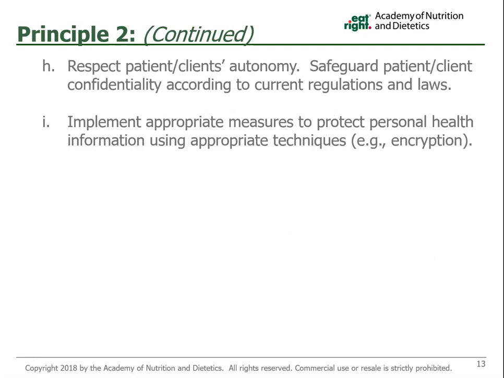And finally, read through these last 2 standards. As you read through H and I, think about what information is considered protected health information, also known as PHI. What is the best way to protect this information? What is HIPAA, which stands for Health Insurance Portability and Accountability Act? How does HIPAA protect patients and clients? After you've thought about these questions and potentially jotted down a few notes, move on to Principle 3.